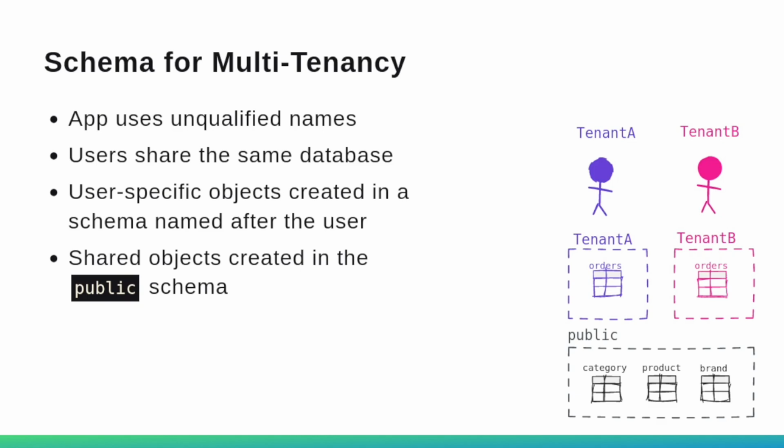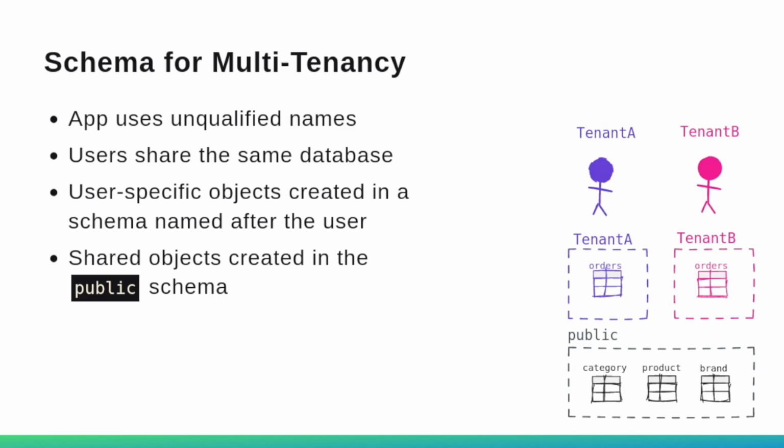Another option in between is using the same database for all the tenants, but keeping tables that need to be tenant specific in a schema named after the tenant. If you look at the diagram at the bottom right, you'll see we have two tenants, tenant A and tenant B. We want to keep the tenant orders separate. So we create a schema for tenant A and a schema called tenant B, and we put the orders table in each of the tenants' schemas.